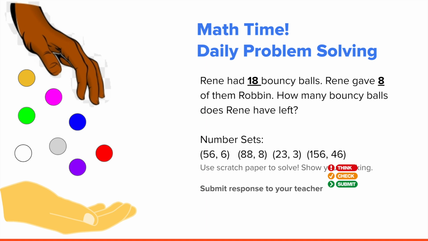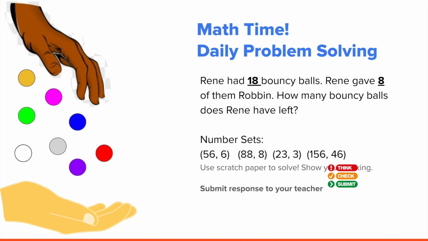Renee had 18 bouncy balls. Renee gave 8 of them to Robin. How many bouncy balls does Renee have left? Right? In your mind, you could break apart the 18 into one group of 10 and 8 ones. And if we're taking away the 8, that means we're taking away the ones. What do we have left? One group of 10. So how many bouncy balls does Renee have left? Renee has 10 bouncy balls left.